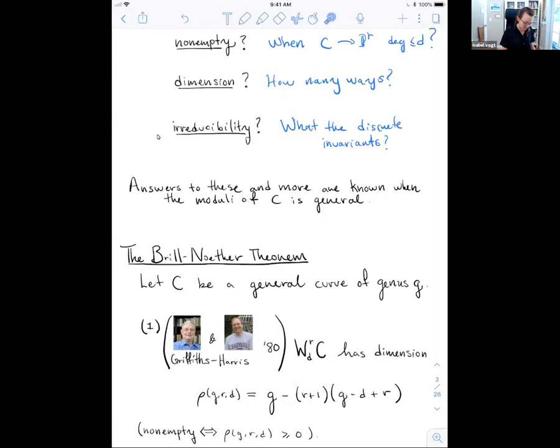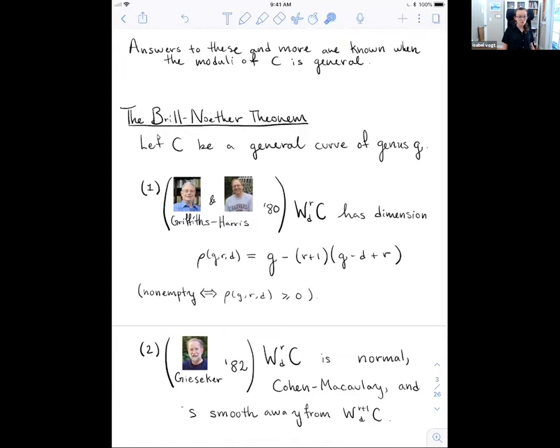Furthermore, we know a lot about the local structure of this variety. This is the content of the Gieseker-Petri theorem proved by Gieseker, saying that this variety, well, the main content is that it's smooth away from W^{r+1}_d of C, which is of course contained in W^r_d, because if a line bundle has at least r plus 2 sections, it of course has at least r plus 1 sections, but it can be singular along that more special locus.